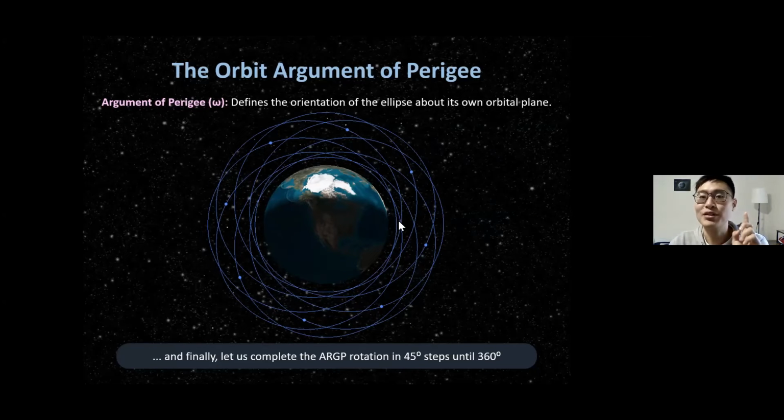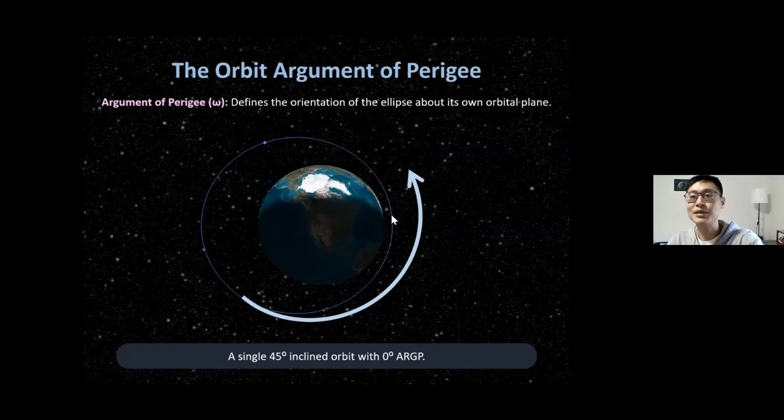I'm just going to point out, this makes sense because I started off with an elliptical orbit. So notice that this orbit is not circular. If I have a purely circular orbit and I rotate about the z-axis of itself, it doesn't matter. Can you guys see that?